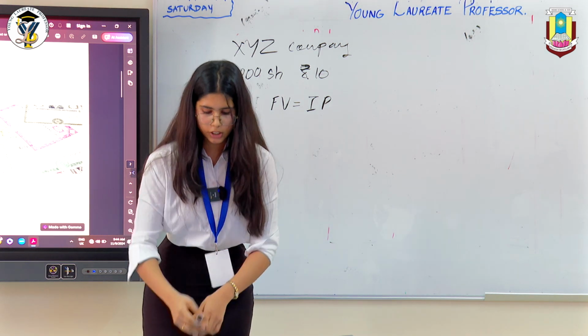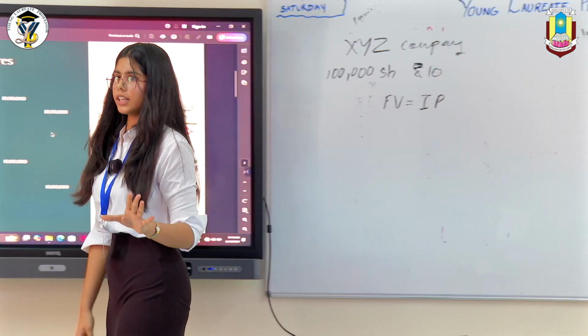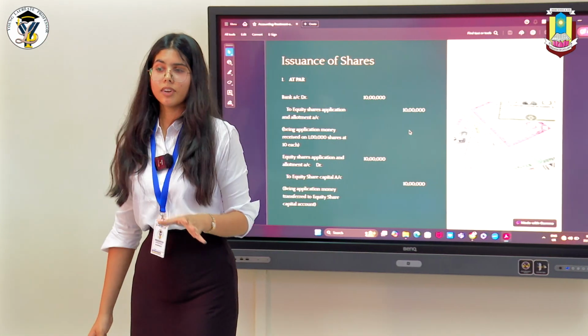So first journal entry, remember there is a receipt entry and there's a, why are you laughing?